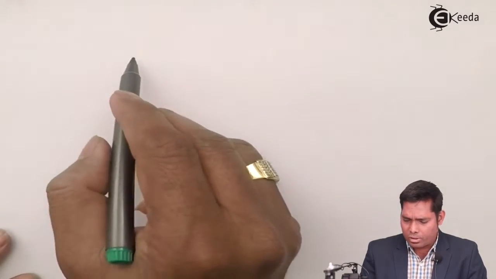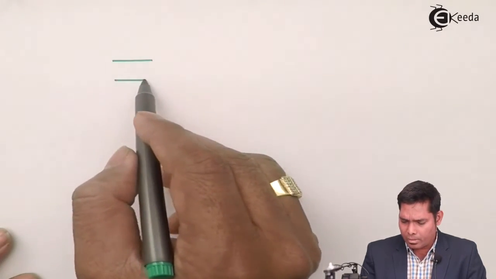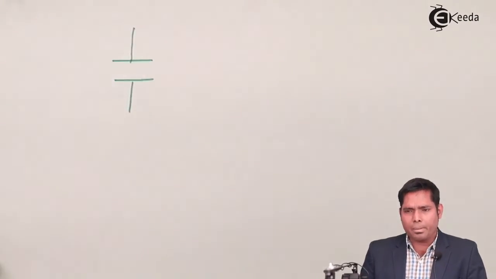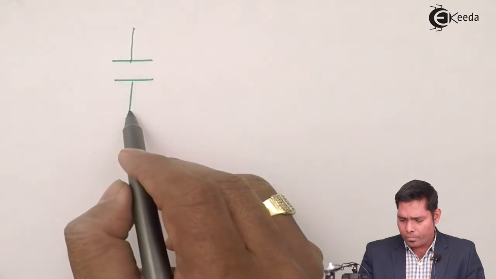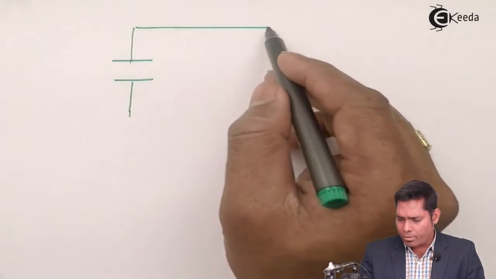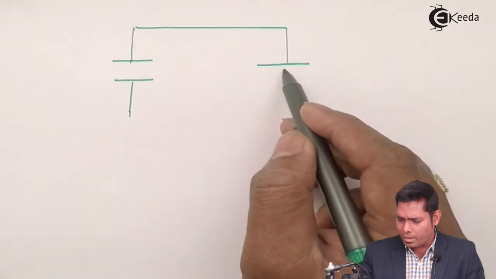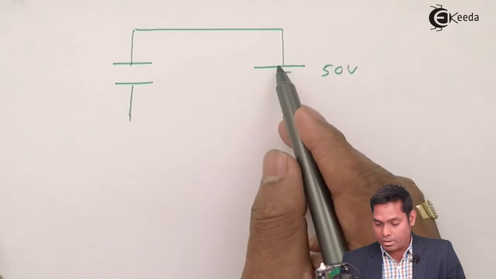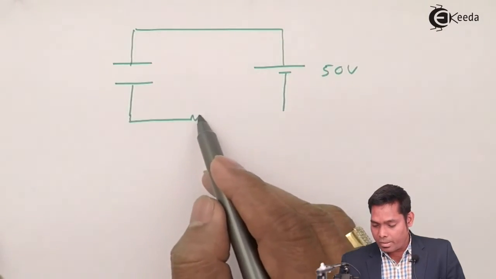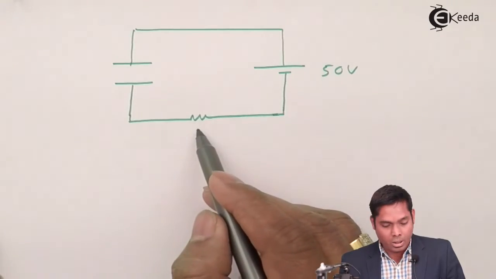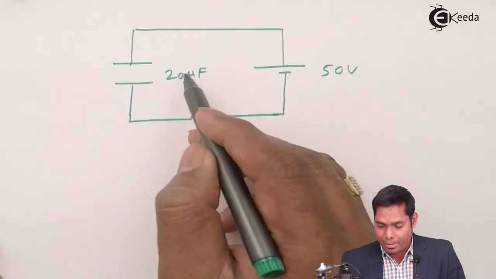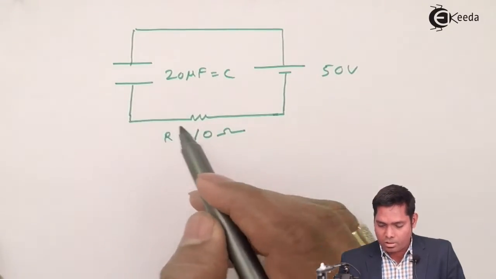The second part of the question says that immediately after, we have a capacitor and a battery which is positive on this side and negative here. This is 50 volt, this is higher potential, this is lower potential, and you have a resistor over here which is 10 ohm, and this is a 20 microfarad capacitor.